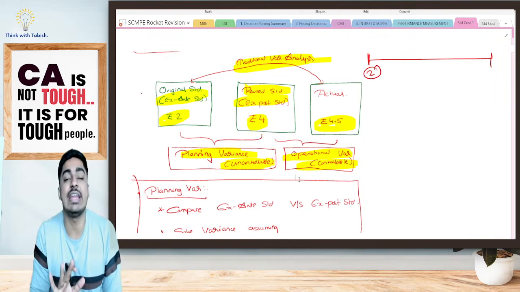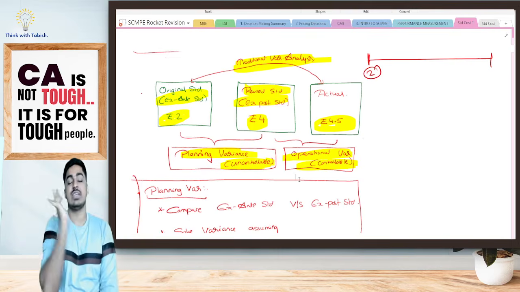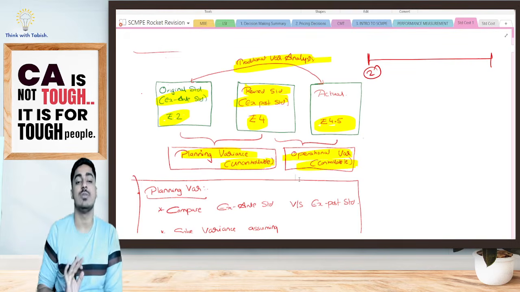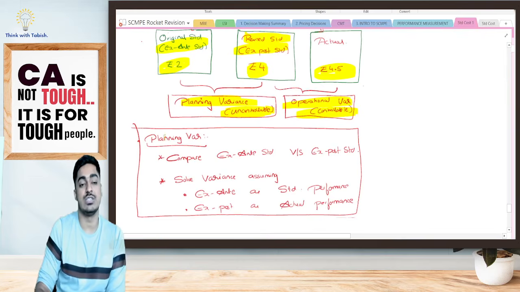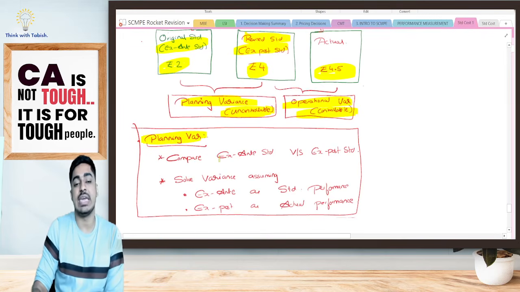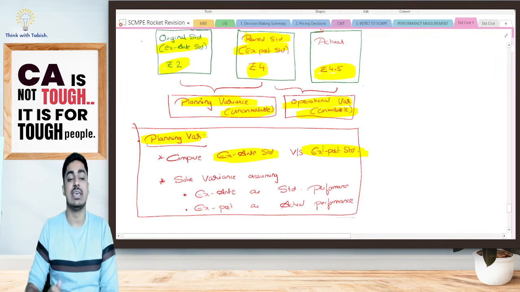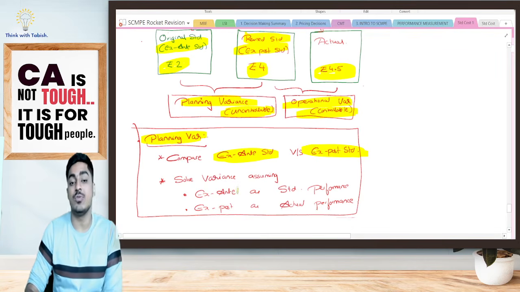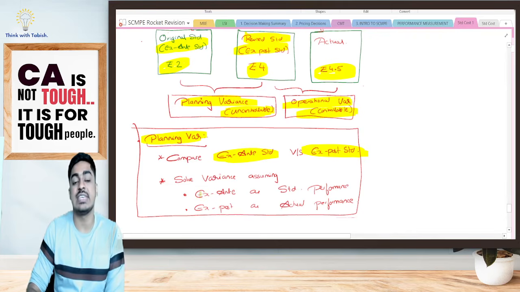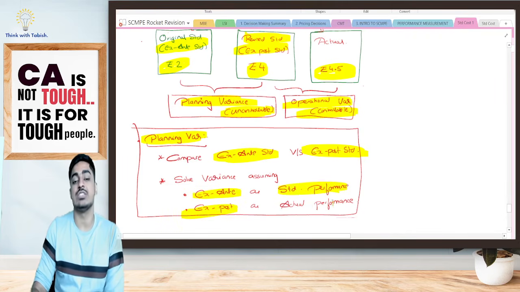Now, how do I calculate my variances? All variance names will be same, calculation will be same. The only difference, look at this, students. Planning variance, I am comparing ex ante standard with my ex post standard. How should I be calculating my variance? Yes, calculate your variance, solve your variance, assuming your ex ante as a standard, ex post as your actual.